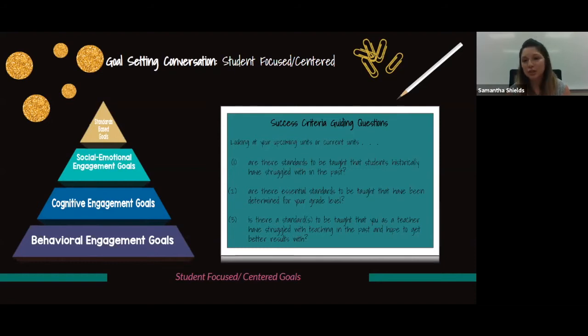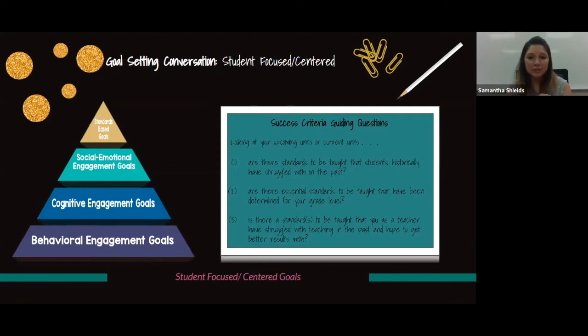And so here are some questions that I have in my head. Are there standards to be taught that students historically have struggled with in the past? So looking at that unit, is there anything that they historically struggle with that we could work on? Are there essential standards to be taught that have been determined for your grade level? So if your school does the work of determining priority standards and essential standards, do you have any of those coming up in that unit that are really important that we could coach into together for student success?